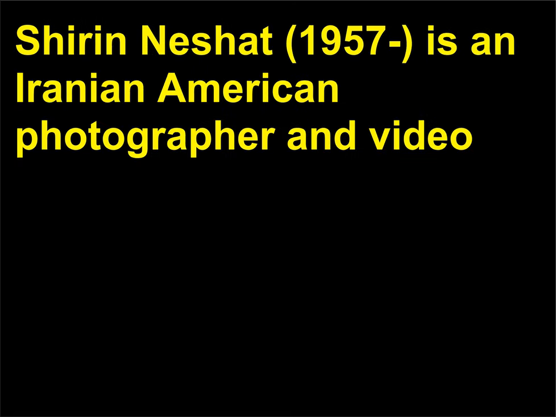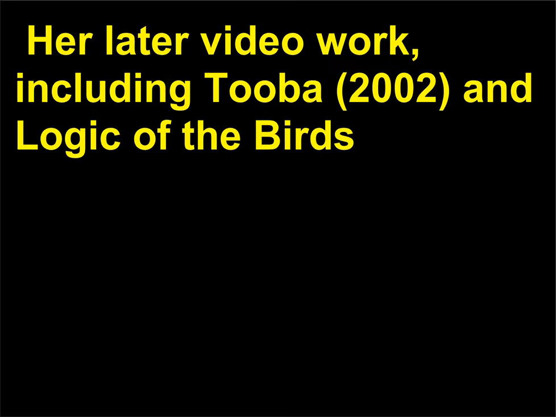Shirin Neshat, 1957, is an Iranian-American photographer and video artist whose photographs frequently explore stereotypes of Muslim women. Her later video work, including Tuba, 2002, and Logic of the Birds, 2002, explores spiritual themes through Quranic symbolism and music.